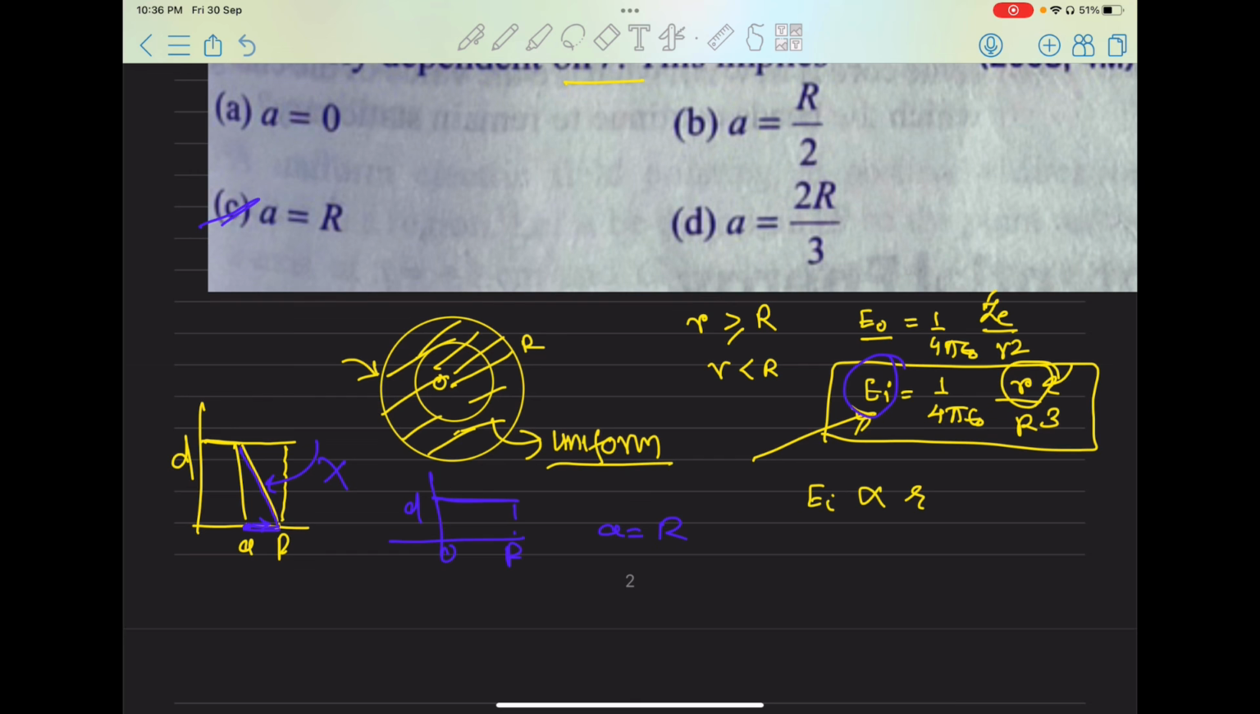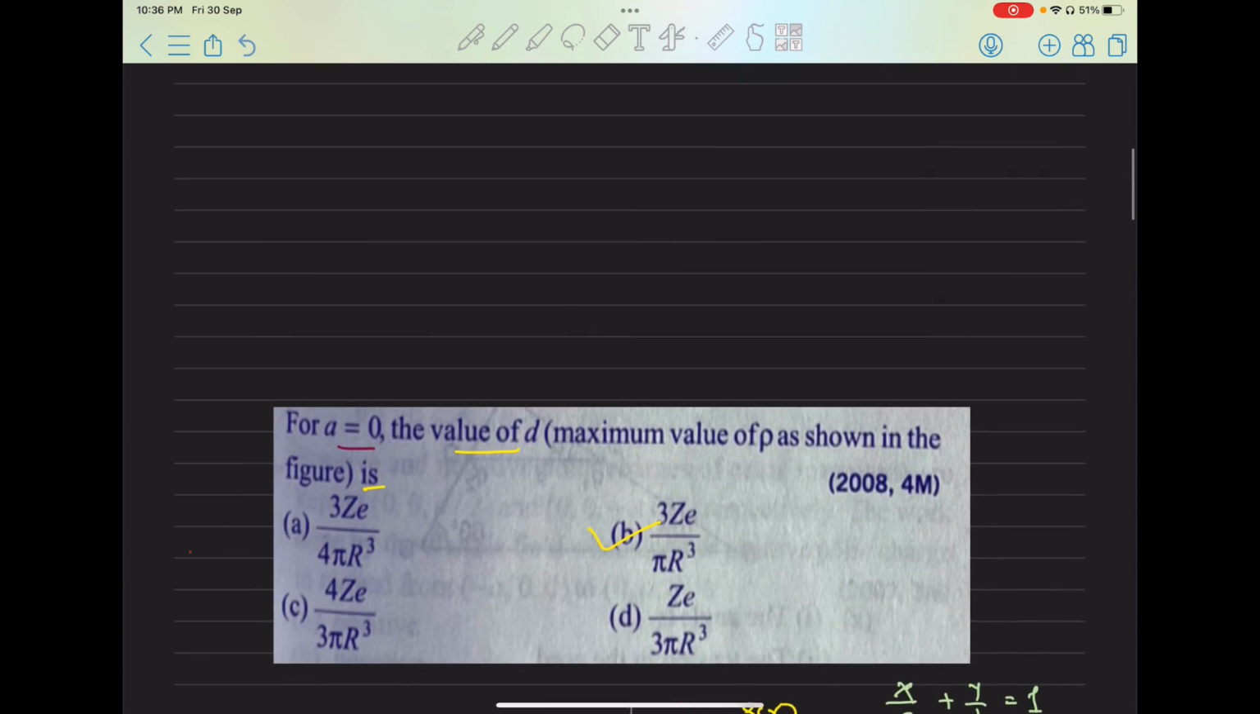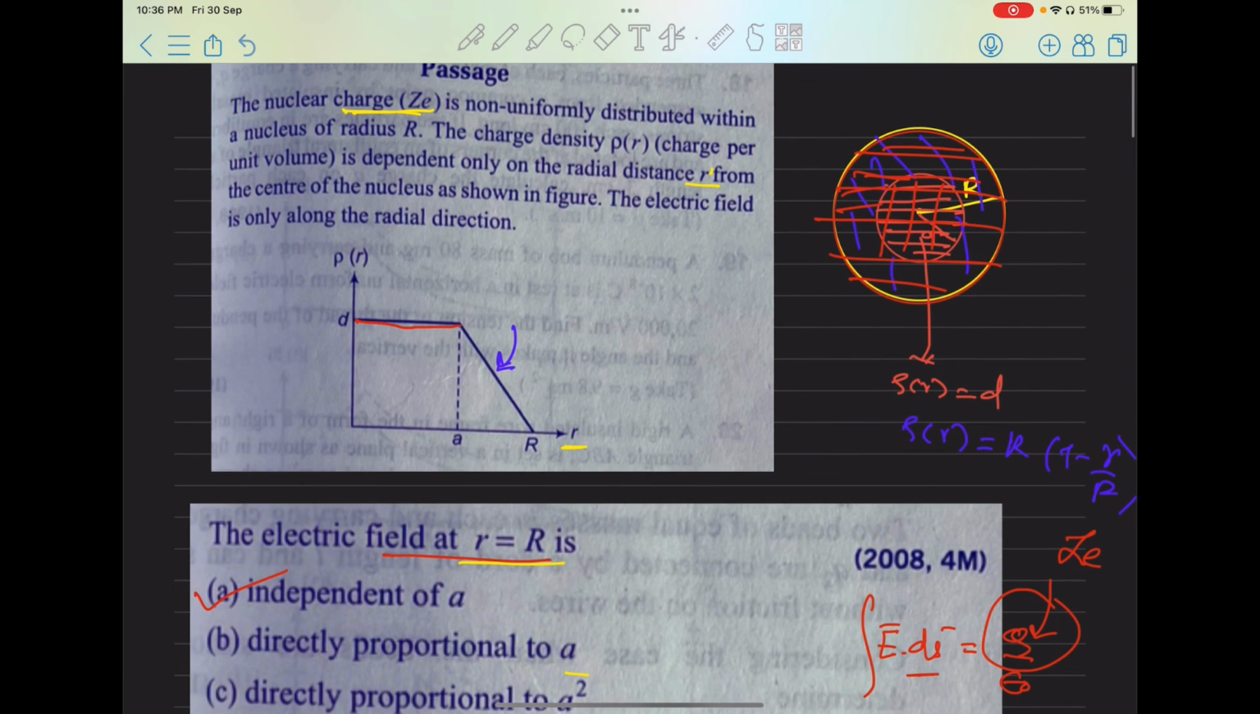So what we have seen in this problem is that once we understood our passage or our graph, all the problems could be easily solved. So this was one of the problems on passage based questions. We will see you in the next video. Thank you.